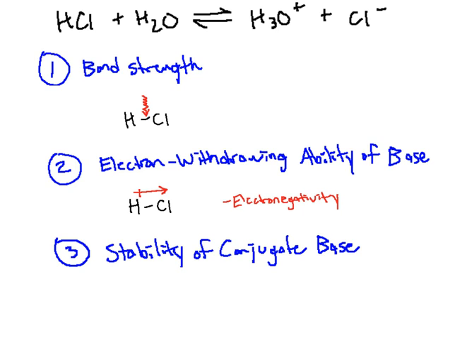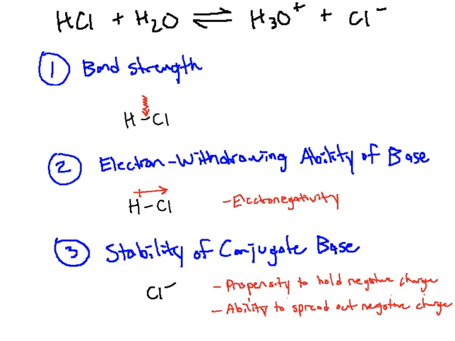Finally, the last consideration is the stability of the conjugate base. After ionization occurs, an H plus and the resulting anion are by themselves. The resulting anion, the conjugate base, has to be stable. Typically, this involves the ability of that anion to hold negative charge. Ions with a high propensity to hold negative charge are ions that typically come from strong acids. Also, it tends to be helpful for an anion to be able to spread out that negative charge.